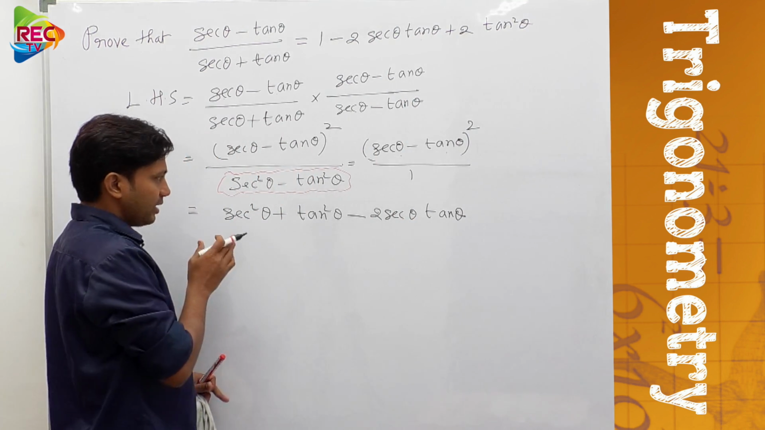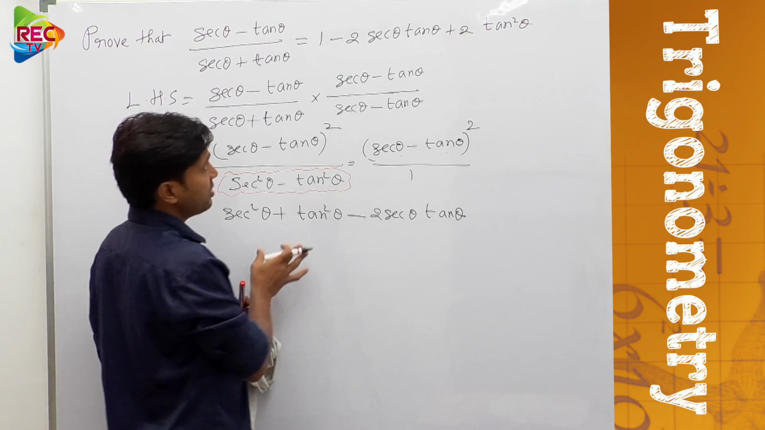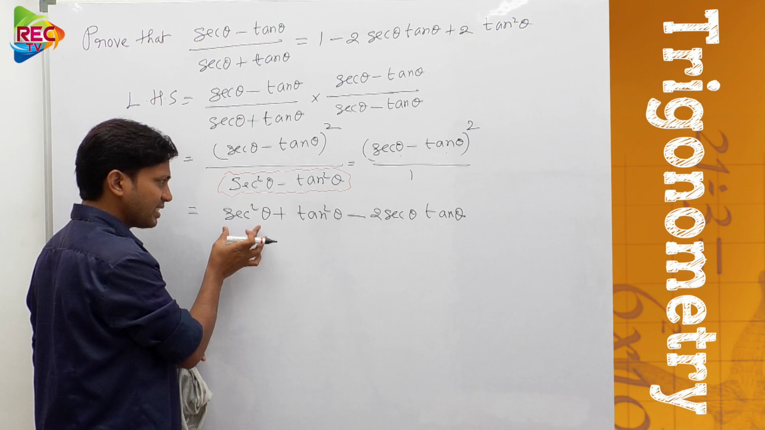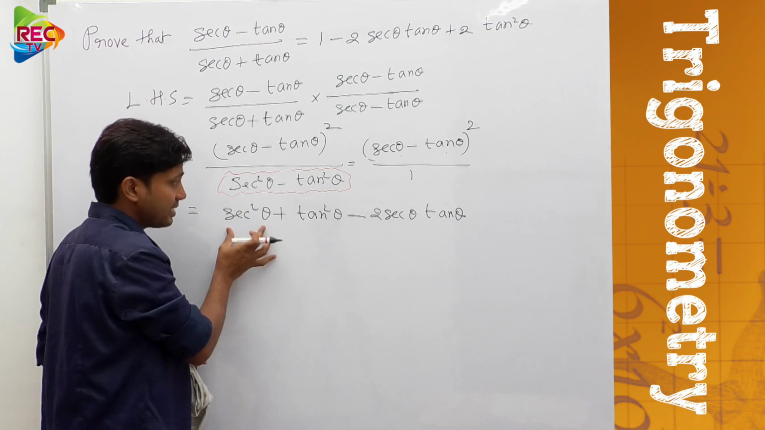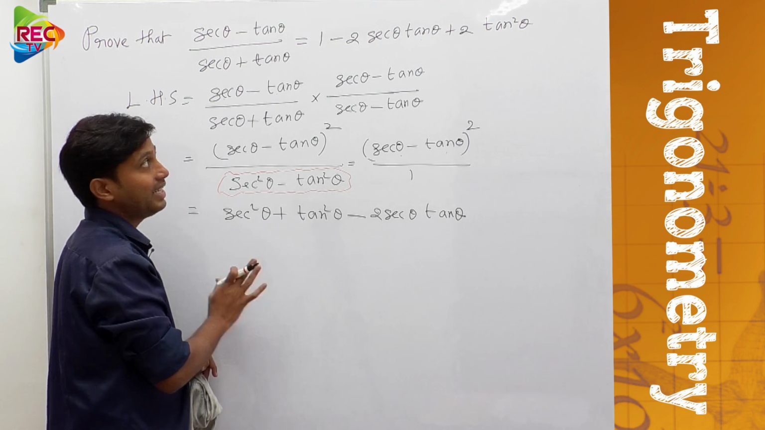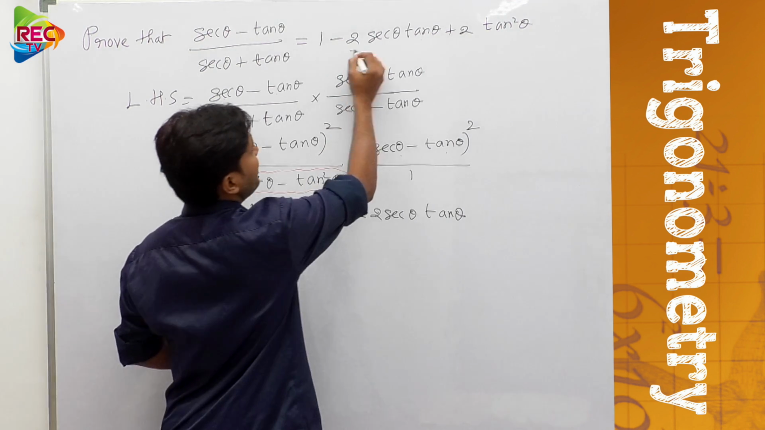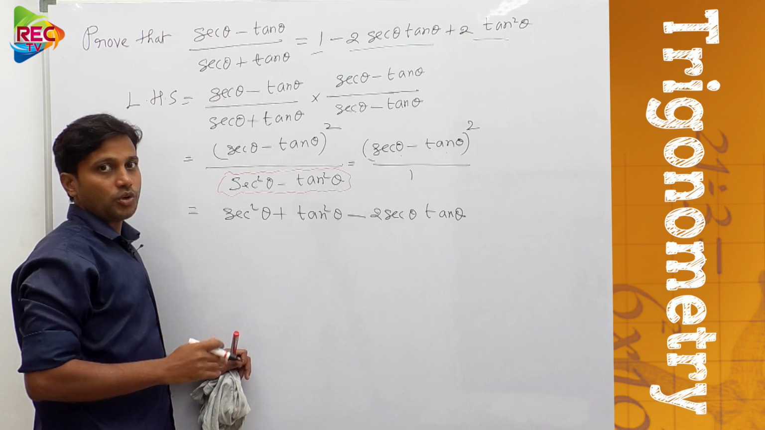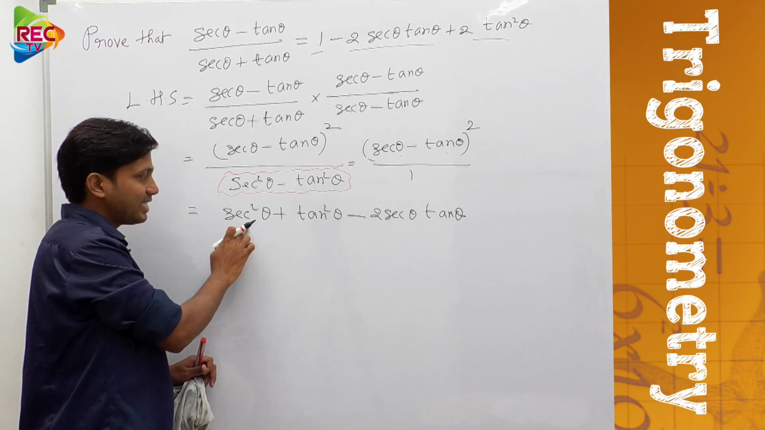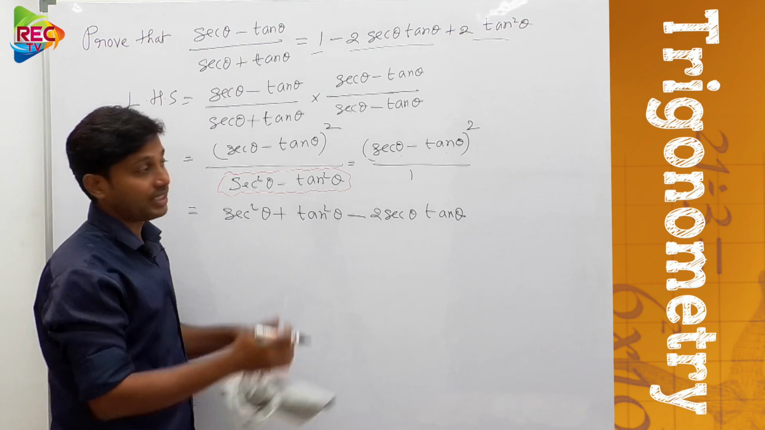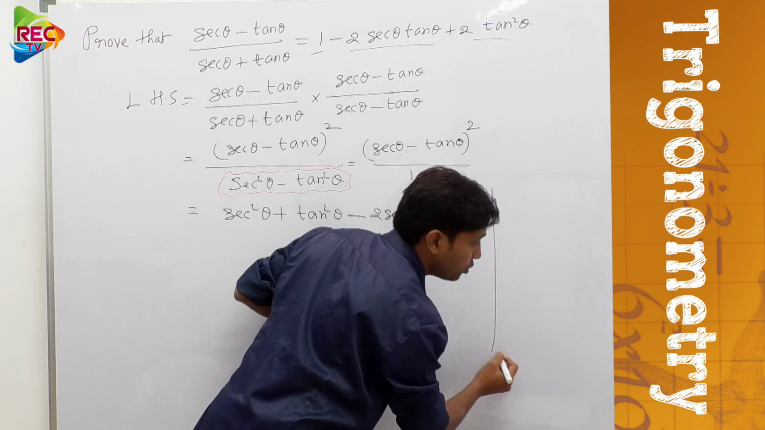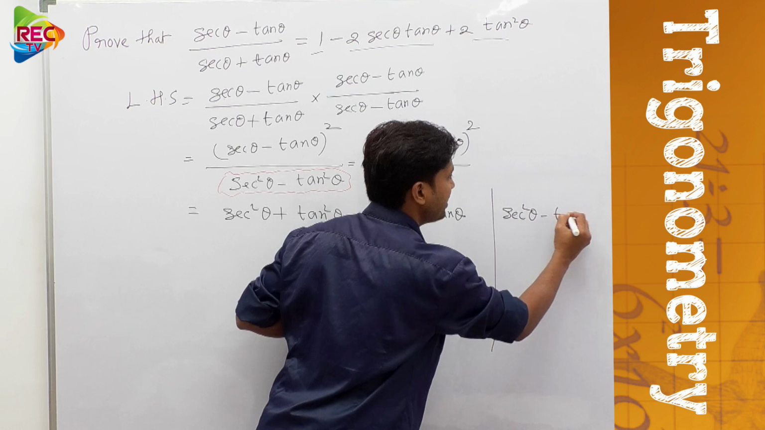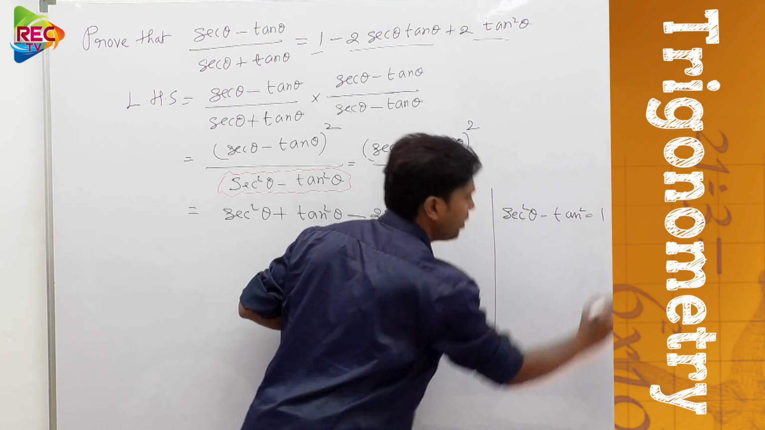But here still we didn't get the answer, because here 1 plus 2 tan square theta is given, but here we got secant square theta plus tan square theta. That means other than this term, secant theta is not there. So we have to convert this secant square theta in terms of tan square theta. For that, what do we have to use? We have to use the trigonometric identity, that is secant square theta minus tan square theta is equal to what? 1.